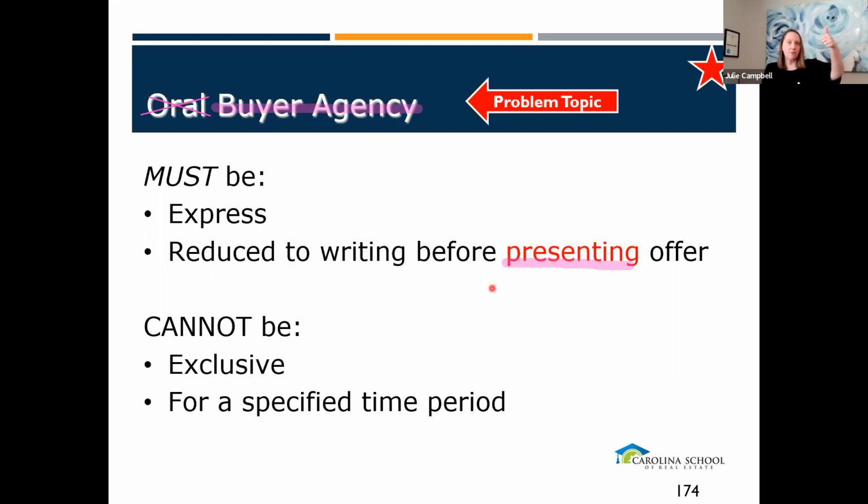Everybody good so far? Thumbs ups? Exclusivity is a one-way street. And in an oral agreement, it's non-exclusive, which means the buyer can date as many firms as they want. If we attempt to demand exclusivity, then we've got to put our oral agreement in writing. So if you're that agent or that firm that's not going to do oral buyer agency, that means you need to get your buyer agency agreement in writing before you proceed.